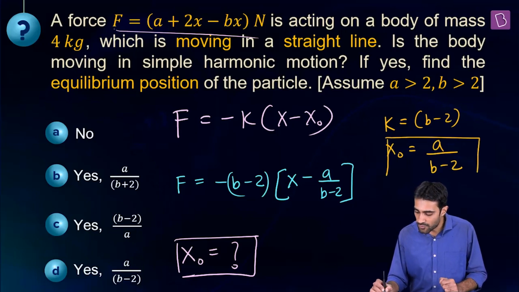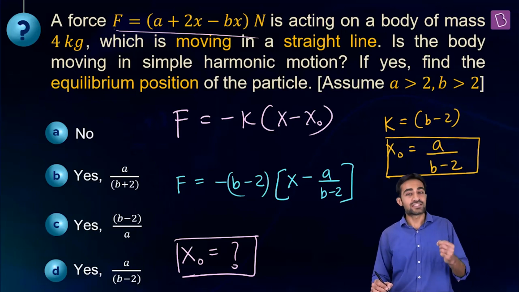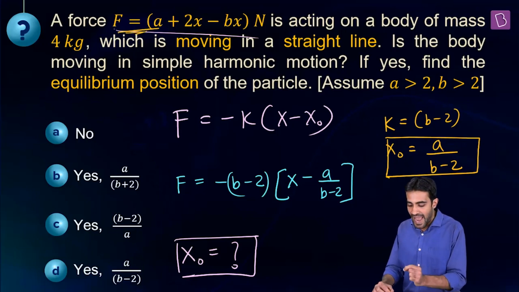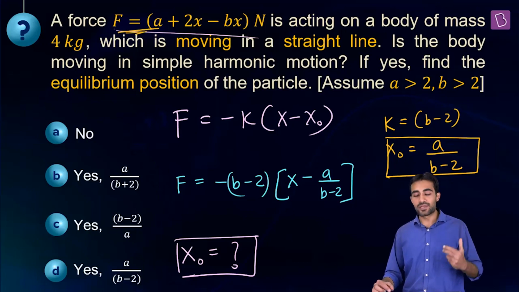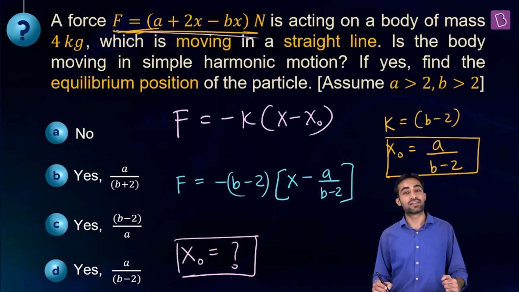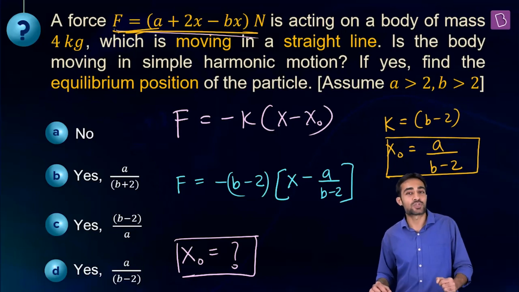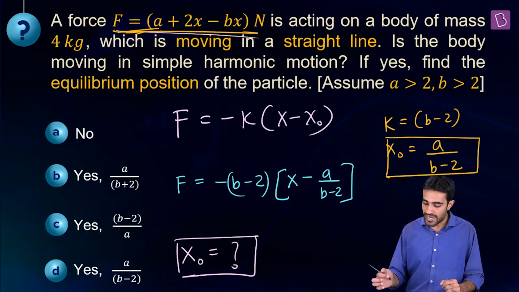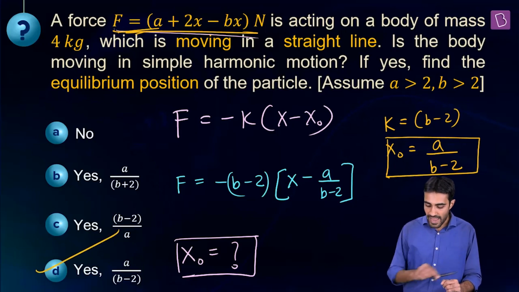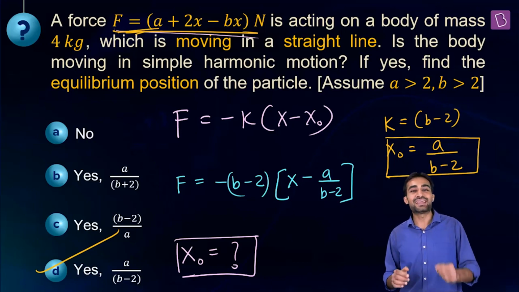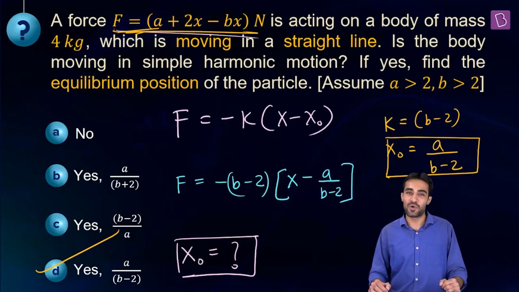So the equilibrium position of the SHM given in our equation is x naught = a divided by (b - 2). So this equation of force contains everything. It contains k, it contains x naught. We just have to find that. So x naught we got a divided by (b - 2). And we can see in option D we have the exact value. So option D is the right answer for our question.